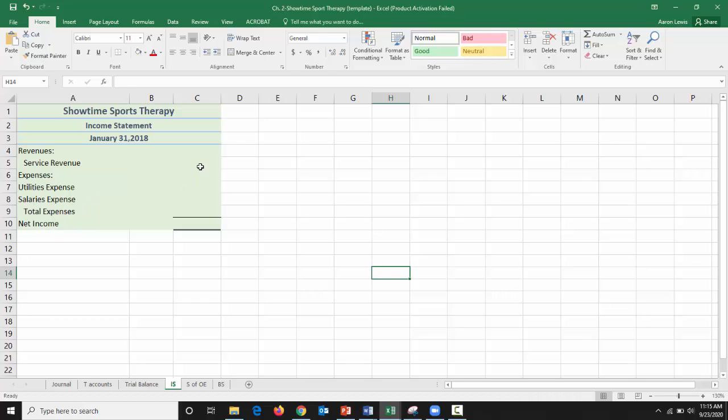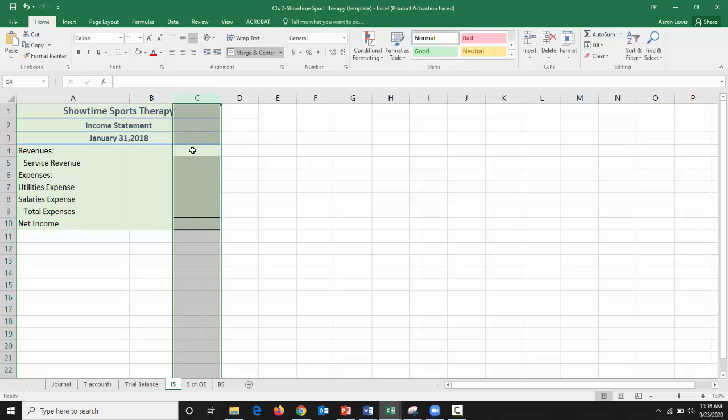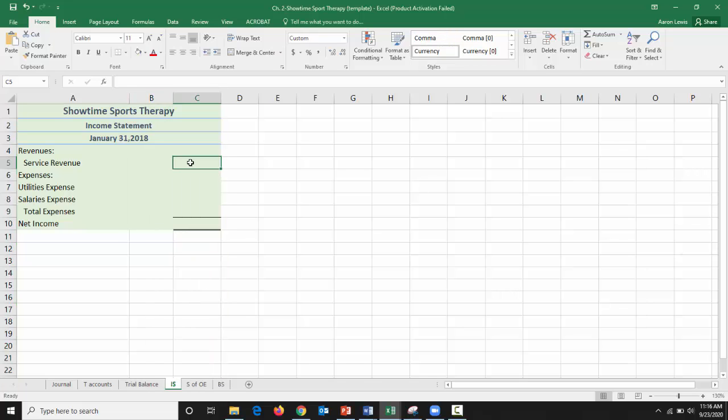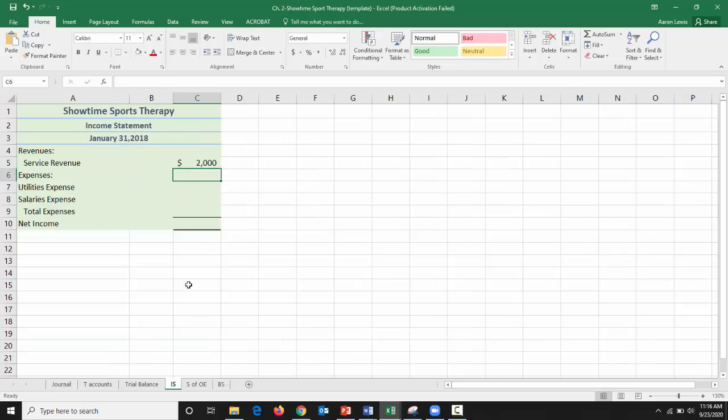So the first thing we want to do is put our revenues up here. We have 2 columns here, B and C in this case. We're going to want to put our revenues into the right-hand column. So for service revenue, from our trial balance, we are going to take that number. Our service revenue was $2,000.